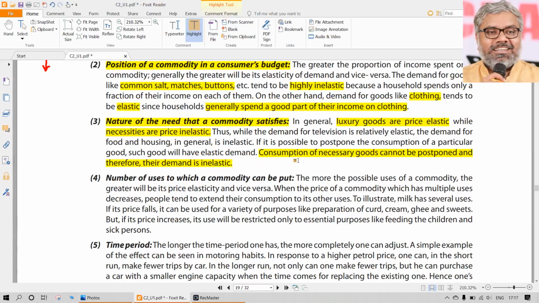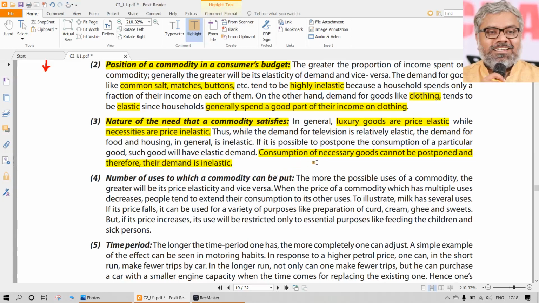Vegetables and all, we keep on complaining about them. Of course, not now. Generally, vegetable prices are increasing and all. But do we stop eating them? Generally, no. We still will eat them, because that is a necessity. Even though their prices are increased a little bit, we will definitely go for purchasing them, because we have to consume them to survive. So those will be relatively less elastic.